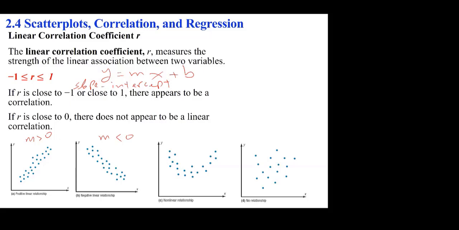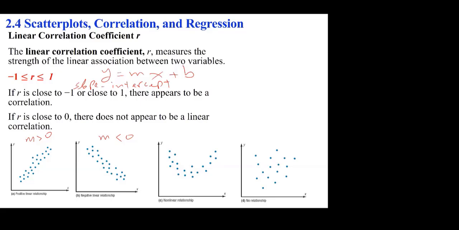So R is the linear correlation coefficient. It's between -1 and 1. And if it's close to 1, there is a correlation, positively correlated. If it's close to -1, negatively correlated. If it's in between, like 0 or close, then there is no relationship. Of course, the first and the second one are very clear.